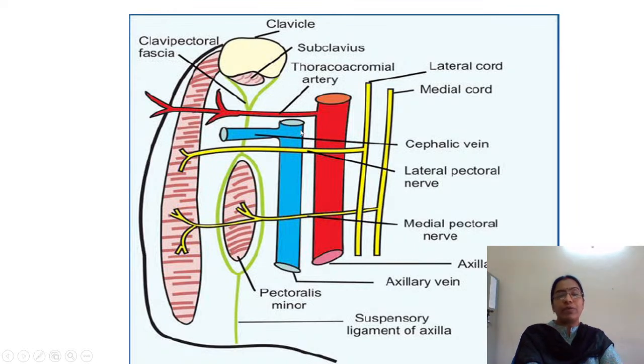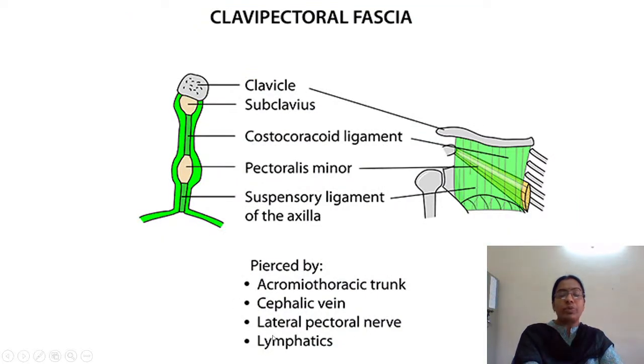So the clavipectoral fascia is pierced by, from medial to lateral, the lateral pectoral nerve, which is coming from the lateral cord of the brachial plexus. After that is the thoracoacromial artery, which is a branch of the axillary artery. Then there is a vein, the cephalic vein, which is draining into the top of the axillary vein. A few lymphatics are also piercing the clavipectoral fascia.